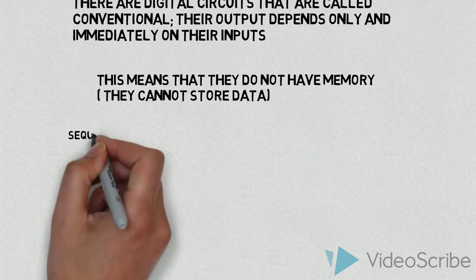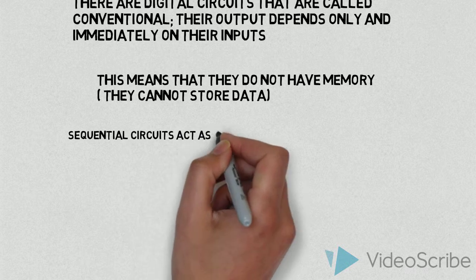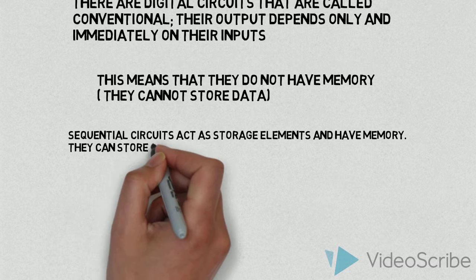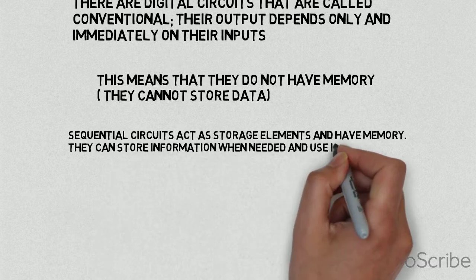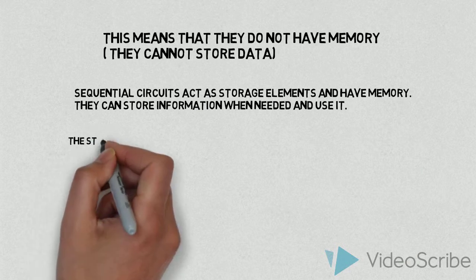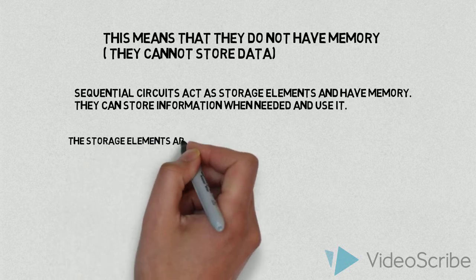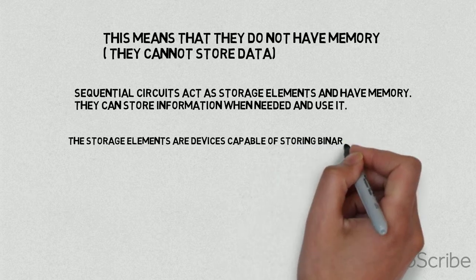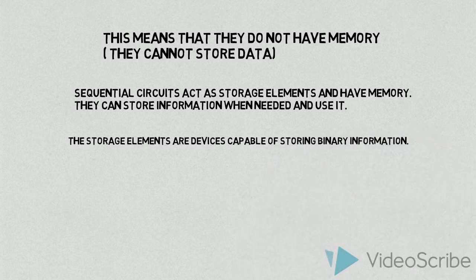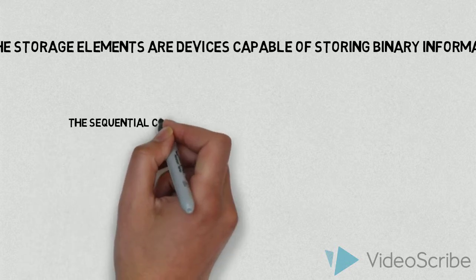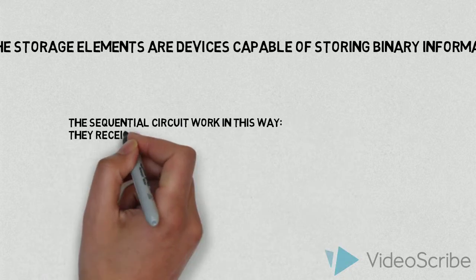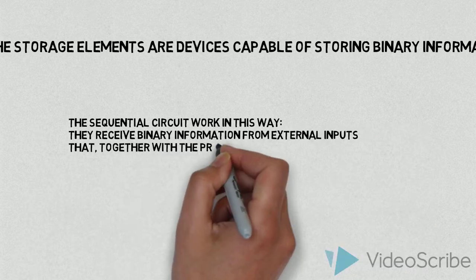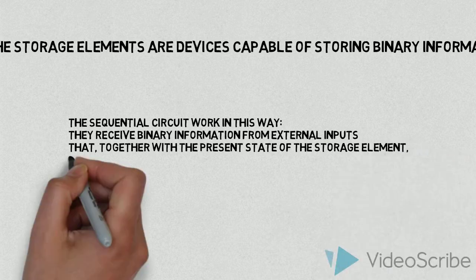And then we have the sequential circuits. A sequential circuit acts as a storage element and has memory. This means that they can store information and use it when needed. To make this easier to understand, the storage elements are devices capable of storing binary information. The sequential circuit works in this way. They receive binary information from external inputs that, together with the present state of the storage element, determine the binary value of the outputs.